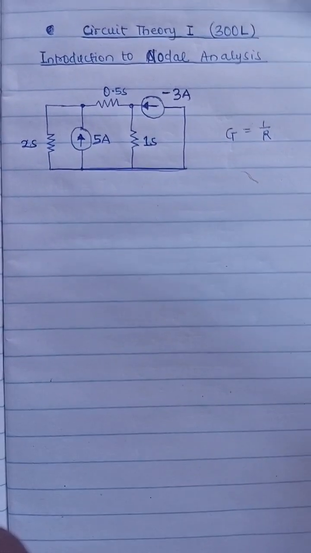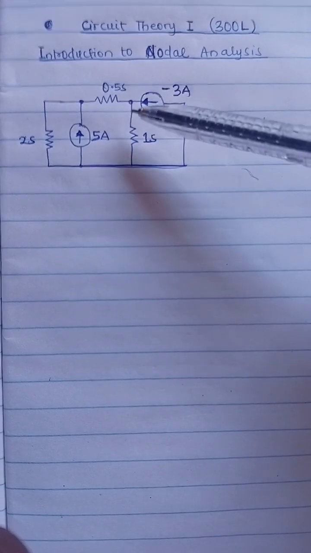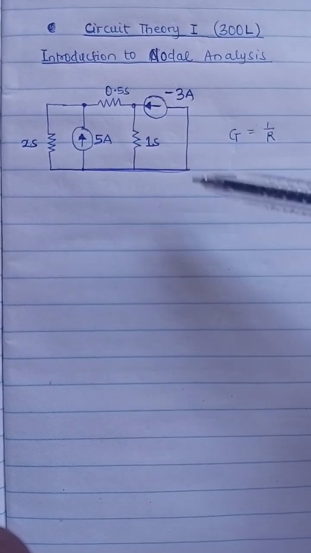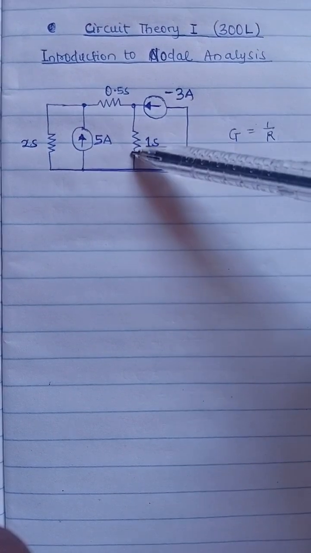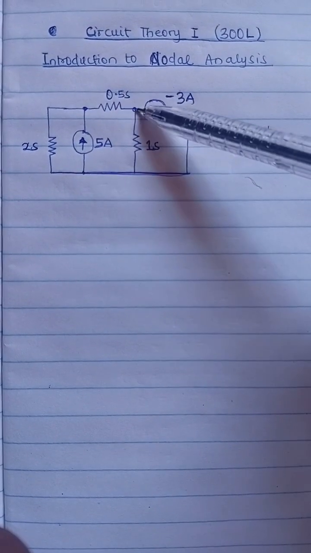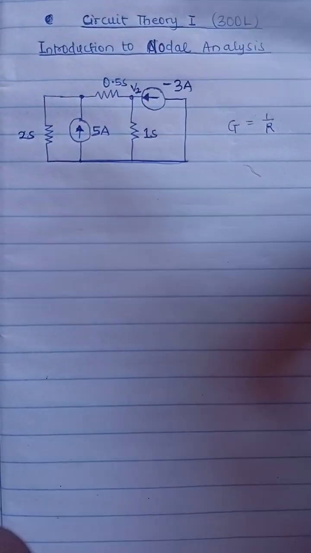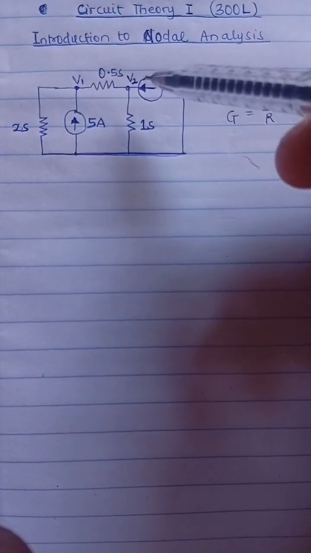So back to my question, what is a node? A node is just a point where two or more circuit elements join. So for instance, this is a current source, this is a resistor, this is a resistor. They join at this point, so they form a node here. Let me call that, let's say, V2 for now. Then here is another node, right? And I'll call that node V1. So these are two nodes from the circuit.